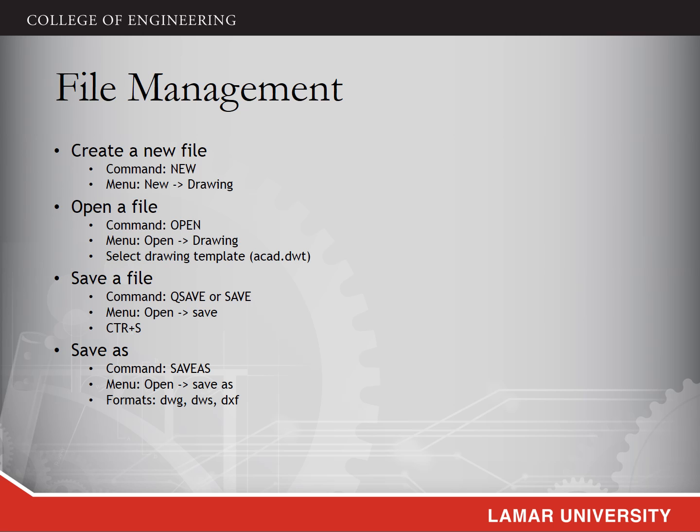To save the file as different formats, you can use the command save as, or go to the menu, open, save as to save the file as different formats like DWG, DWS, and DXF. And here I should mention that the default format of the file in AutoCAD is a DWG file.